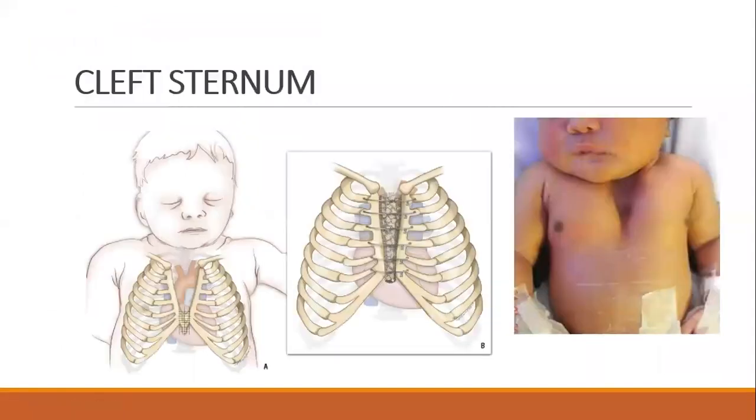Then you have cleft sternum, a deformity of the sternum. The sternal bands do not fuse properly. There is a wide cleft or space left between the two sternal bands, and in this the heart is exposed. You can see the cleft in the sternum of this child. This cleft can be surgically treated by wiring these two sternal bands.